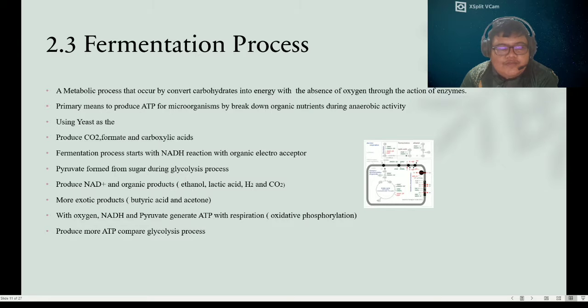Pyruvate is formed from sugar during the glycolysis process. During the fermentation, NADH reacts to produce NAD plus and organic products such as ethanol, lactic acid, hydrogen gas, and carbon dioxide gas. They also, on rare occasions, produce more exotic products, such as butyric acid and acetone.